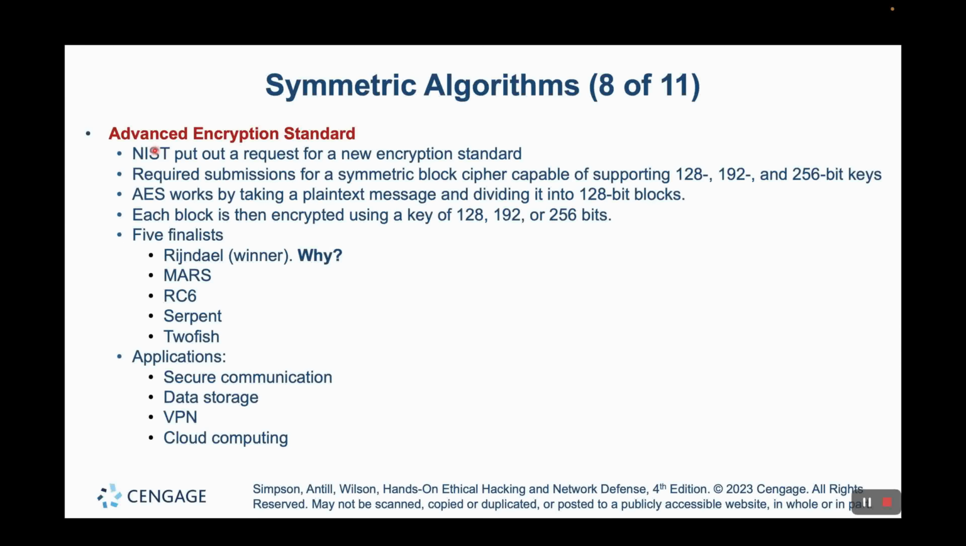Now, AES, Advanced Encryption Standard. NIST put out requests for a new encryption standard, requiring submissions for a symmetric block cipher capable of supporting 128, 192, and 256-bit keys. AES works by basically taking the plain text message divided into 128-bit blocks. Each block is then encrypted using any key you want, 128, 192, or 256.